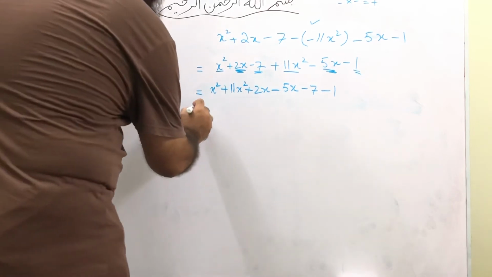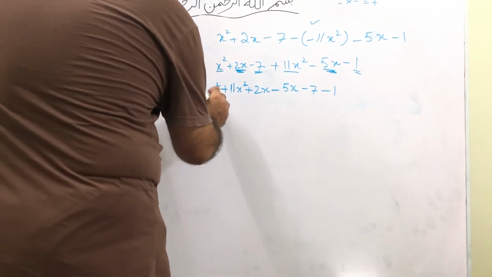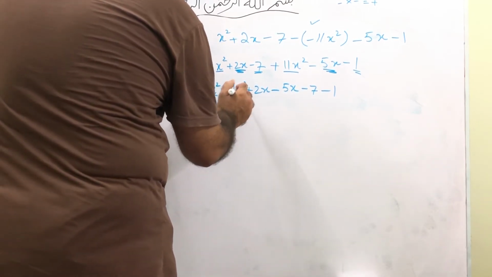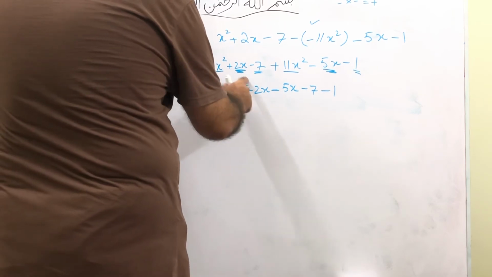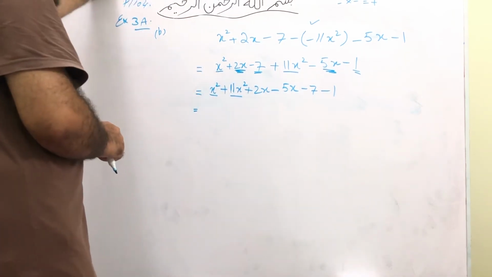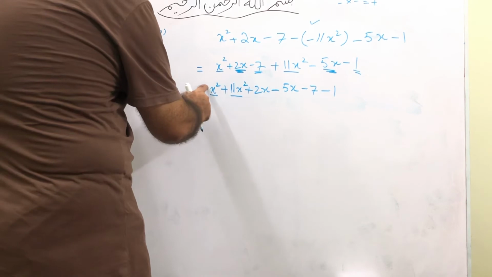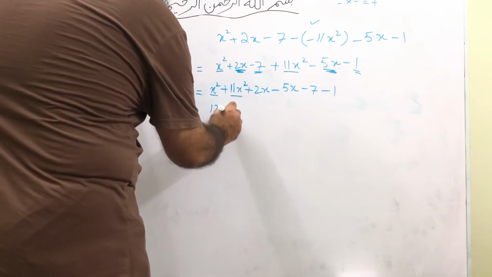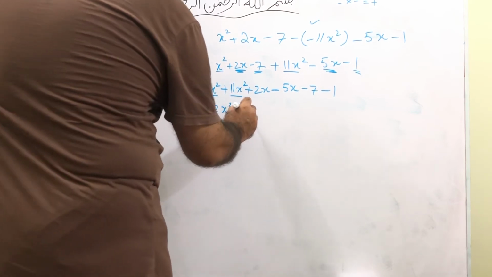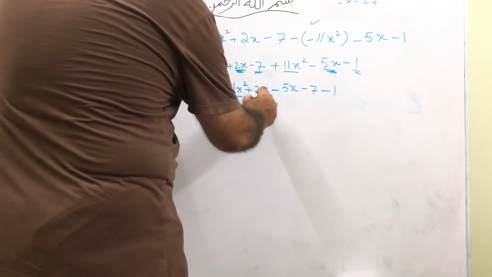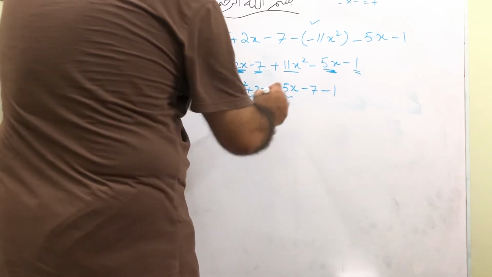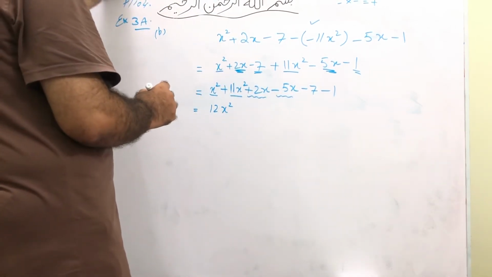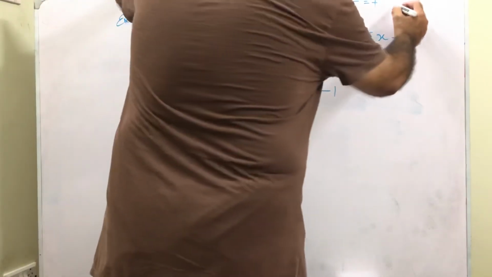Now we will do the operation. This is x square plus 11x square. They have the same powers, so their coefficients will be added. Here it is 11 and here it is 1. Coefficient of x square is 1. 11 plus 1 becomes 12. 12x square. Then it is plus 2x, it is minus 5x. Plus 2 minus 5.